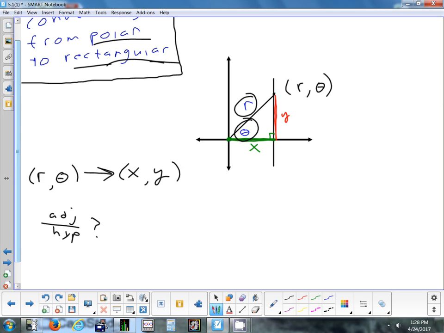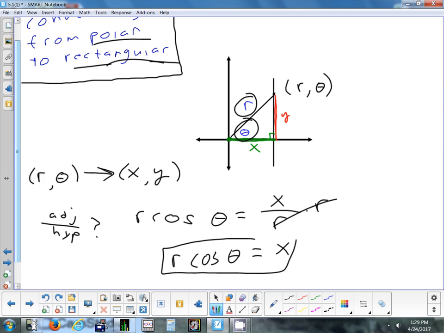Yeah, cosine. So the cosine of my angle equals adjacent, which is x, over hypotenuse, which is r. So what I'm trying to come up with here is a formula for x. So I want x by itself. So how would we get the r on the other side? Multiply by r, and there is your formula to find the x value. You take the cosine of your angle in polar and multiply by the radius.